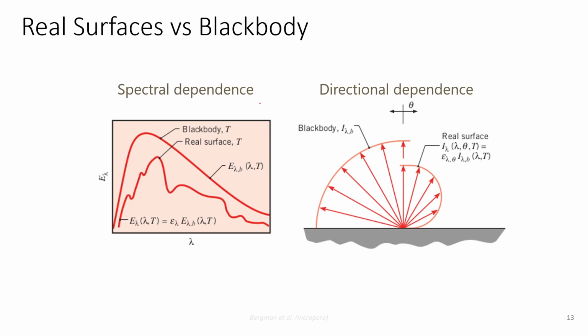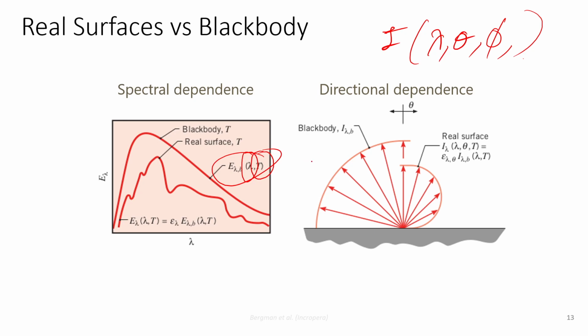Again, we studied that the radiation intensity is dependent on lambda, theta, phi, and then we also derived that E lambda will be dependent on lambda as well as temperature. That is what is shown. So this I lambda will have directional dependence, that is, it will be dependent on the angle at which the radiation falls, which is given by theta. Whereas this E lambda, we saw, was dependent on lambda and T.